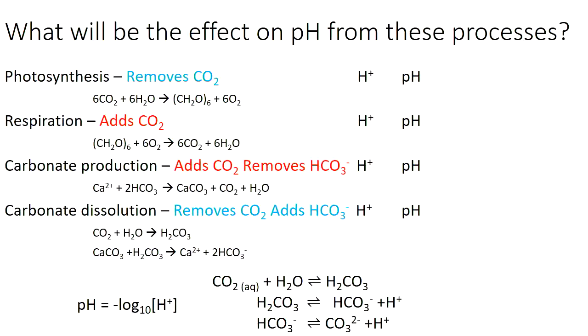So photosynthesis, okay, that is going to lower the amount of hydrogen ions because you're taking away CO2. So you're taking away the thing that's acidifying the ocean. So that's going to make pH go up. Okay, pretty standard. Respiration is the opposite. Now, carbonate production, this is adding CO2 and removing the bicarbonate ion. So that's actually going to increase the amount of hydrogen ions and acidify the ocean. And dissolution is the opposite.